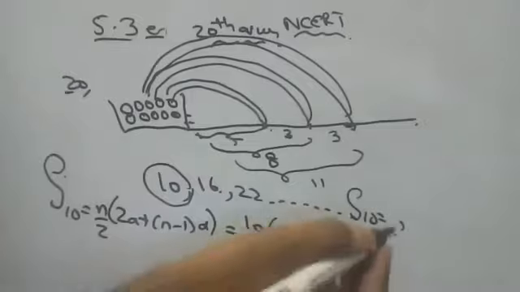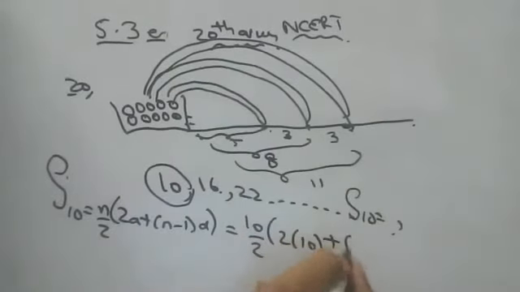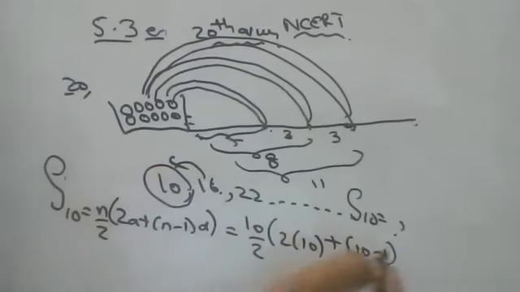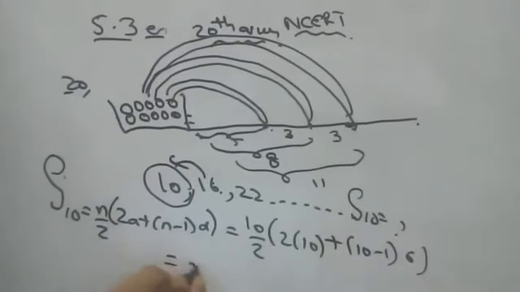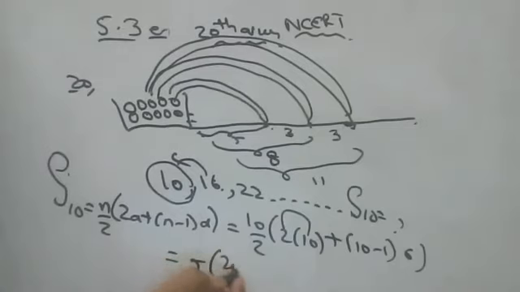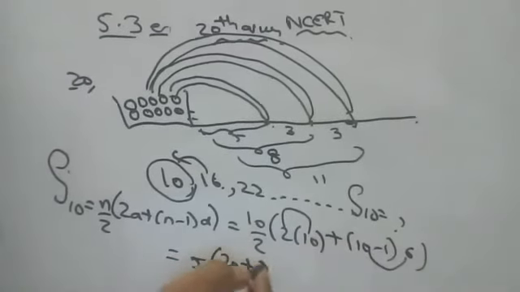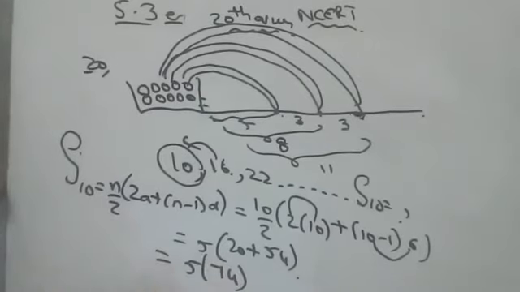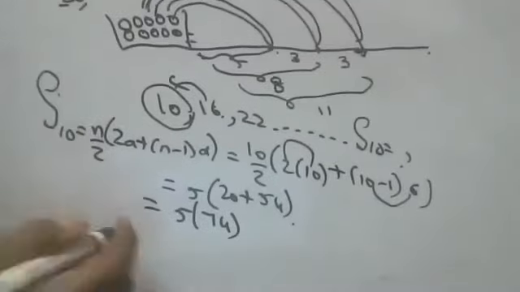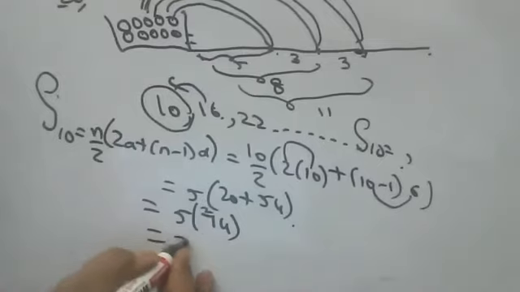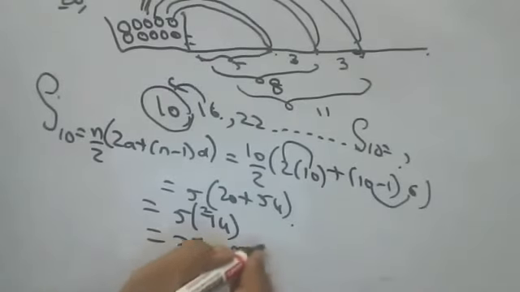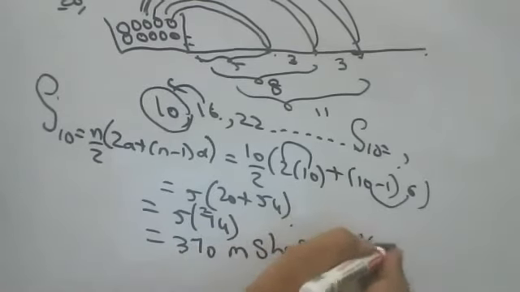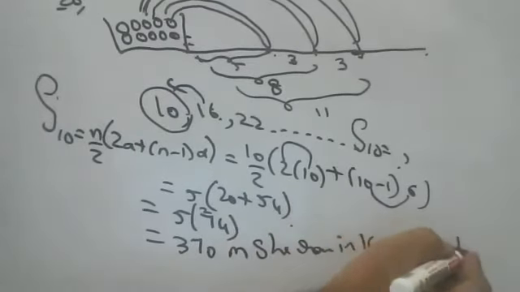So 10 by 2 into, first potato, she ran 10 meters and came back. So 2 tens are 20, plus 10 minus 1. Common difference is how much, children? 6. 16 minus 10, 6. So 5 into 2 tens are 20 plus 9 sixes are 54. Okay, children. 370. So 5 4s are 20, 5 7s are 35. 370 meters she ran in keeping 10 potatoes.